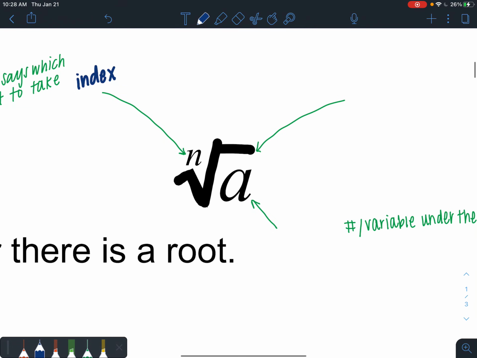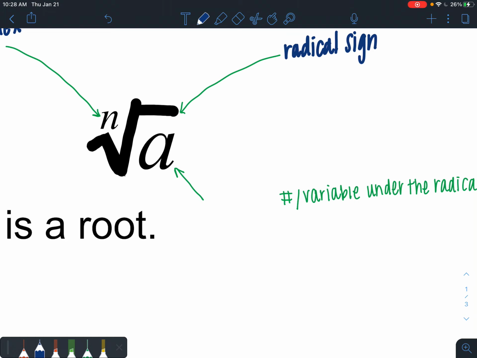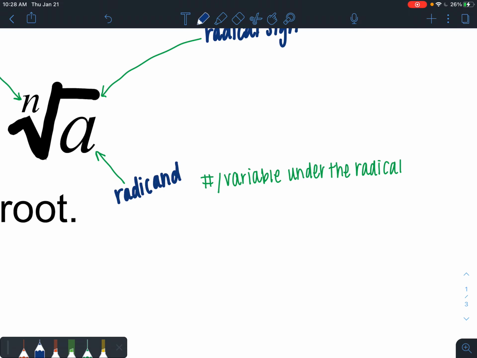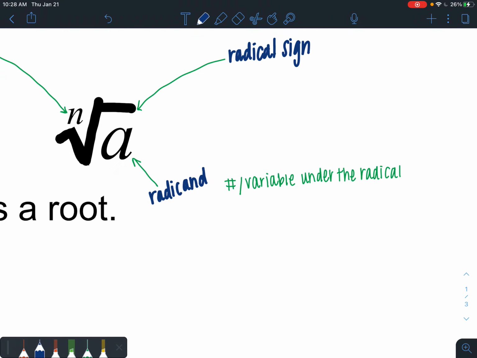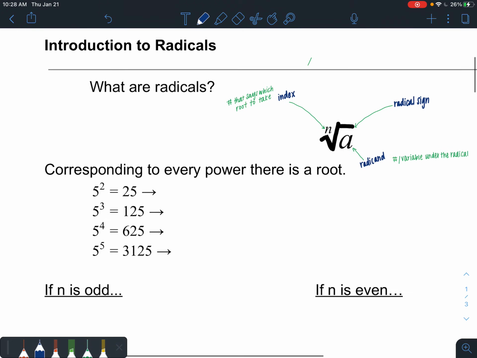Okay, that's this sign here. That's the radical symbol or radical sign. We know that. And then this right here, this is called the radicand. Okay, and so the radicand is a number or variable or both that's underneath the radical. Okay, so now that we have those definitions out of the way, we're gonna go ahead and move on here.